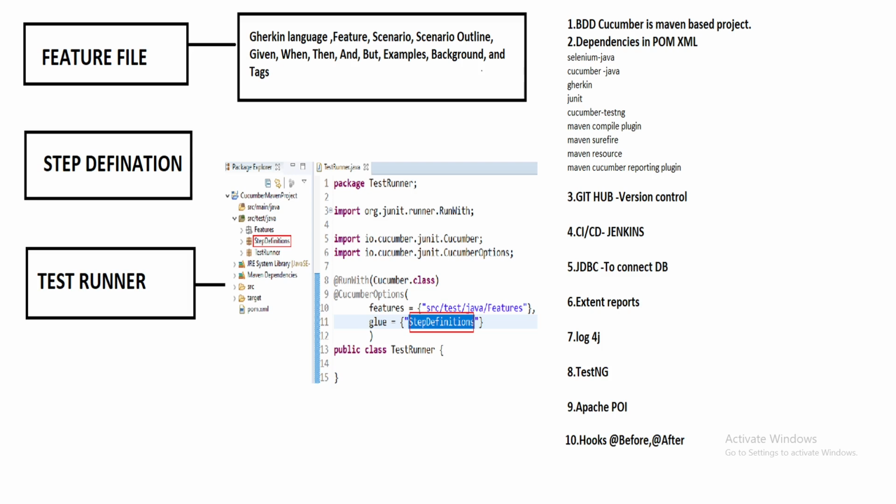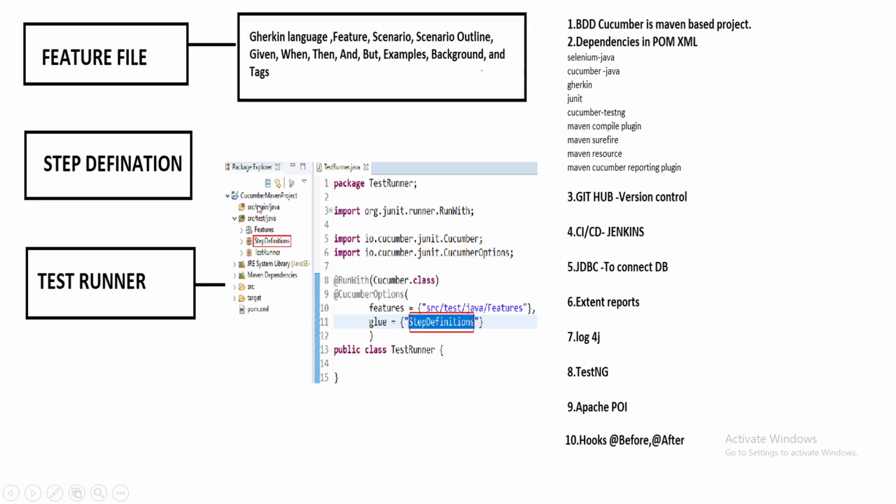So guys, I have just covered all the folder structure. Like you can see here, the Cucumber Maven project. So it is a Maven based project. It will have a different folder structure like src main java and src test java. So guys, I have already discussed that it will have the feature file, step definition and test runner. I'll also try to explain in a detailed way what is a feature file, what is the step definition, and what is the test runner.